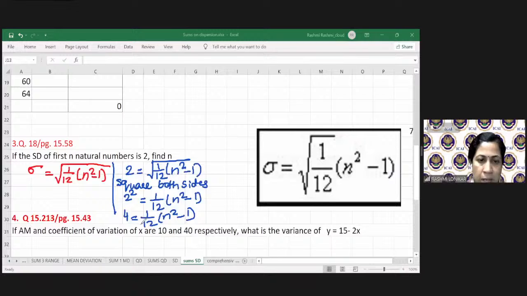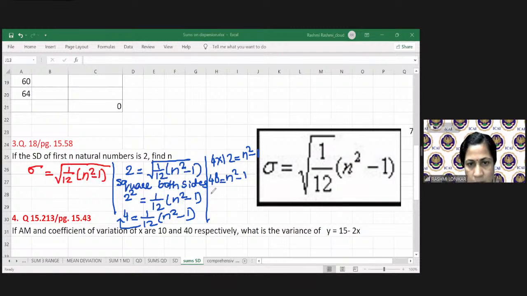I cross multiply. I take the 12 to here. So what will I get? This will be 4 into 12 is equal to n square minus 1. How much is 4 into 12? 48. 48 is equal to n square minus 1. And n square is equal to 48 plus 1. Minus 1, when taken to the other side, will become plus 1. So n square will be equal to 49.